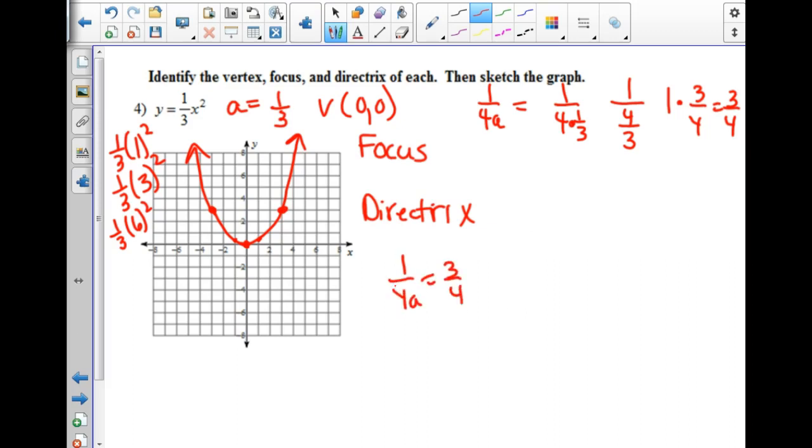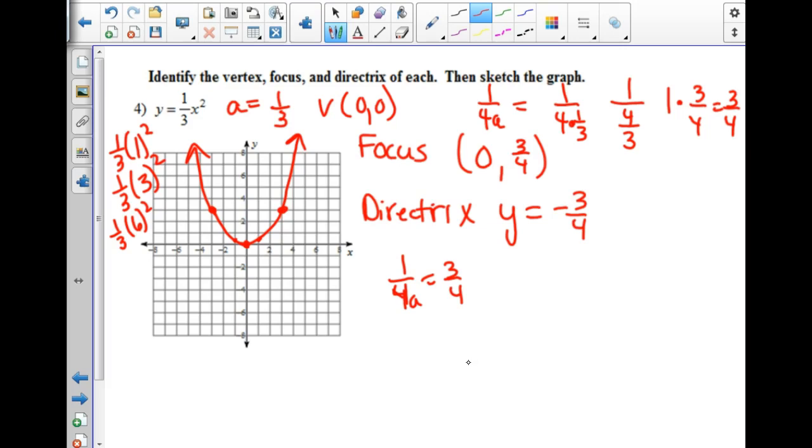All right, so since our 1 over 4a is 3/4, our focus is going to be at 0, 0 plus 3/4, so 3/4. 0, 3/4. Our directrix will be at y equals 0 minus 1 over 4a, so 0 minus 3/4 would be negative 3/4. And we're done. It can't be that easy because the vertexes have to move, right?